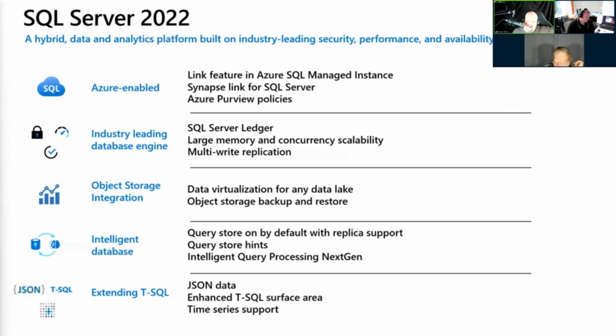With the updates to Polybase using REST APIs, we can connect to other data lakes, as well as using the ODBC drivers. There's support for the OPENROWSET command and enhancements to T-SQL that includes an enhanced set of functions for working with JSON data and the new time series capabilities. And for intelligent database, we continue to improve query store and intelligent query processing. Query store is on by default, and there are new intelligent query processing abilities, and we have support for query store hints.